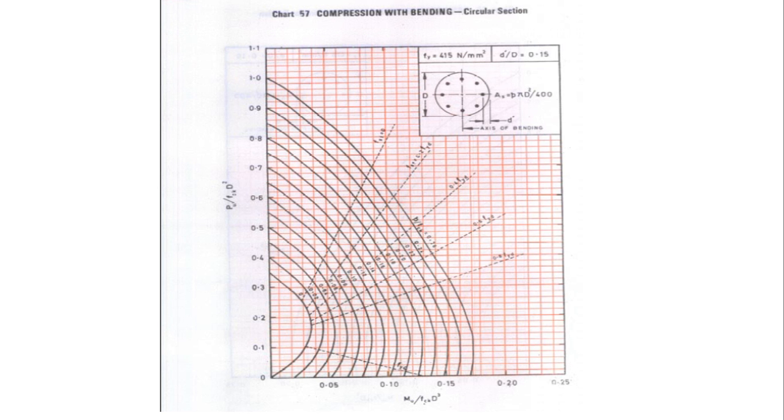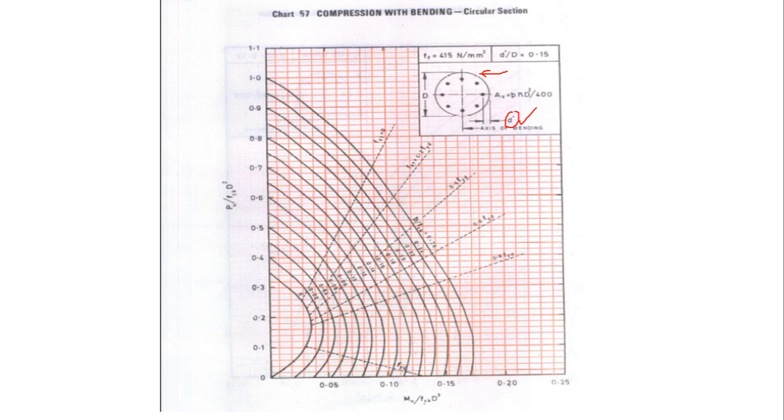So this is a chart from SP16. This is chart number 57. If you observe at the upper right corner, I have got a figure. This is actually a pile, a cross section of a pile along with the reinforcements. And here I have got something called D dash. This term is D dash.